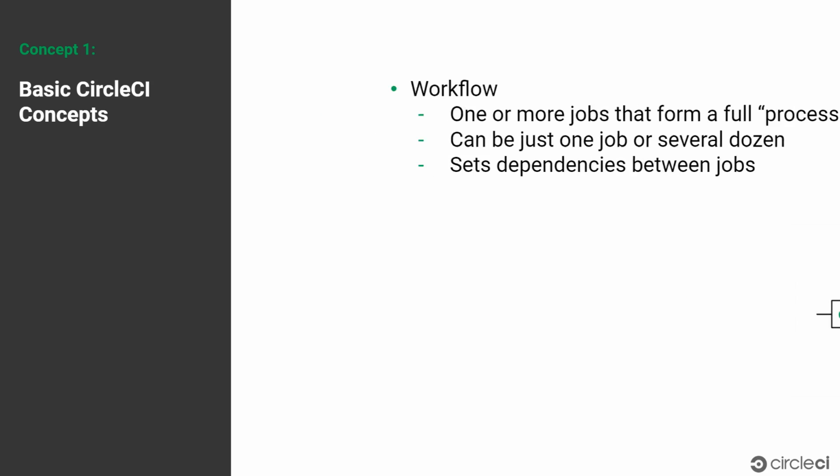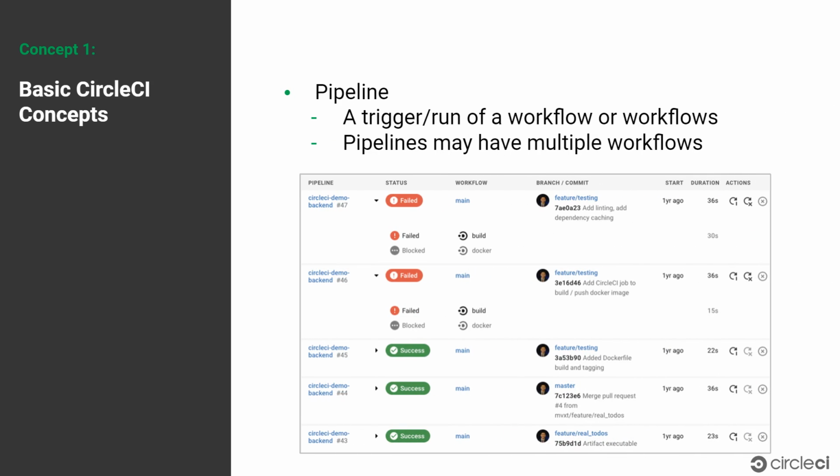Finally, the last concept you should know about is pipelines. In CircleCI, a pipeline is an individual trigger or run of one or more workflows. Within your configuration, you have the capability to define multiple workflows if your needs require it. In this example image that you're seeing, all of these pipelines are just one workflow pipelines. However, again, you can have multiple workflows. Having gone over all of this, let's talk through setting up our first CircleCI config.